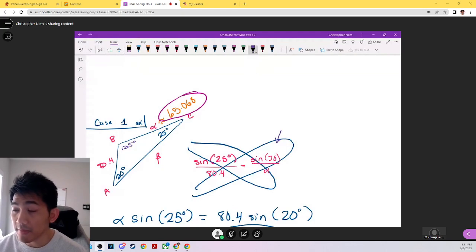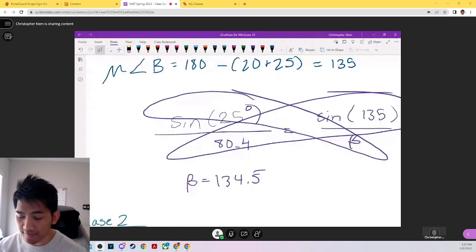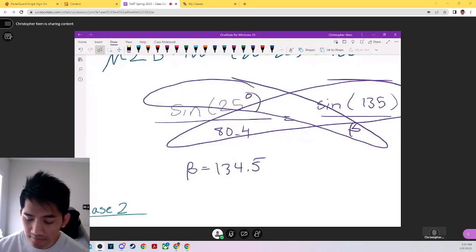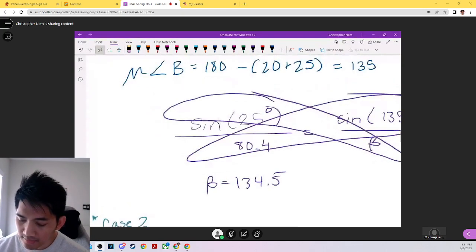Now I can use other information. I can use sine of 135 degrees, which is capital B, over beta, and use that to solve for beta. If I use it to solve for beta, I get 135 or 134.5. And that's going to be the length measurement. So that covers that idea.